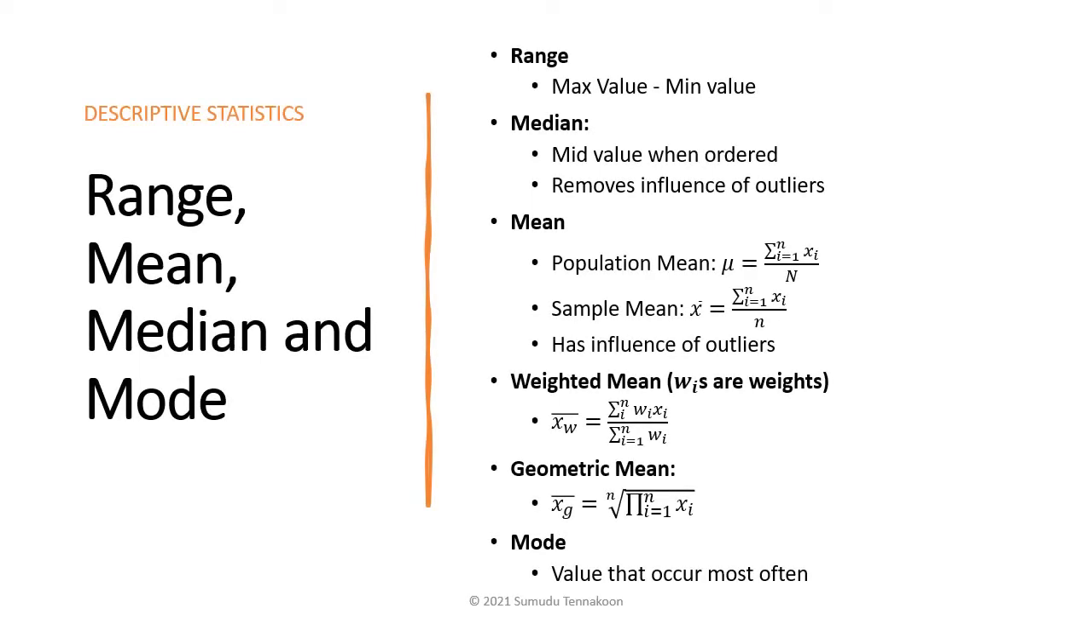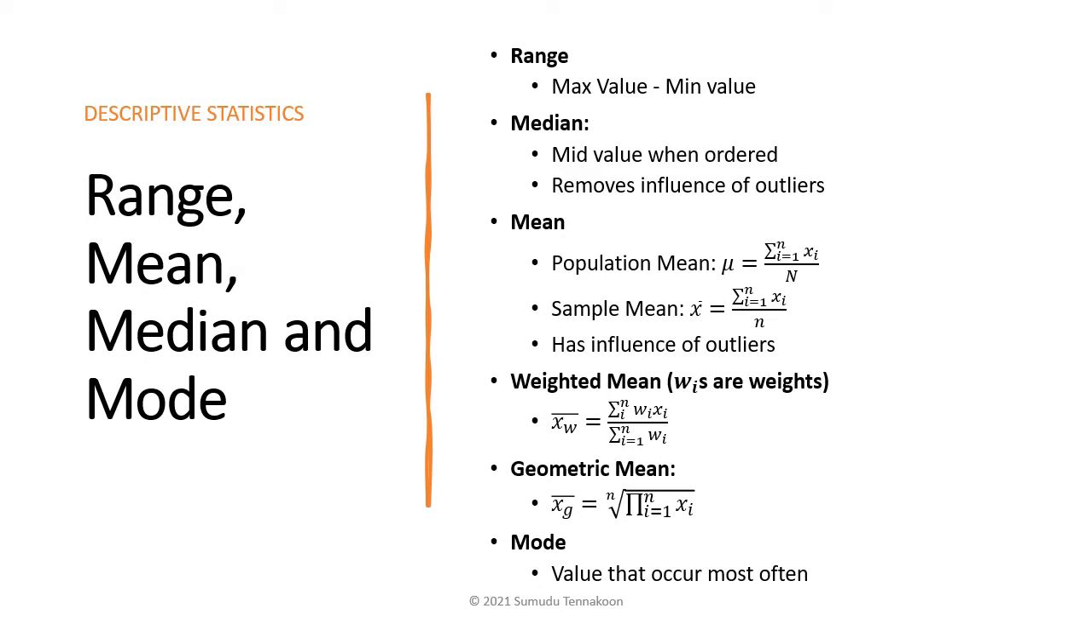Let's try to understand these terms in descriptive statistics. First, the range. Assume you are given a data set of 1,000 people, and you have the age column there. In this age column, the minimum age is 50 and the maximum age is 85. The difference between the max value and the min value gives you the range, which is 70 in our example.